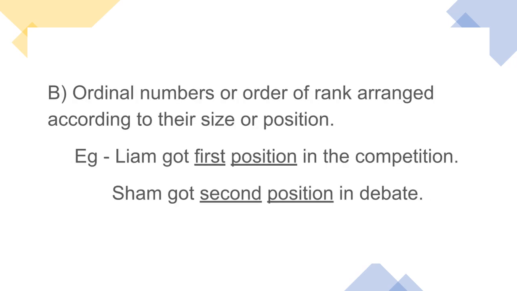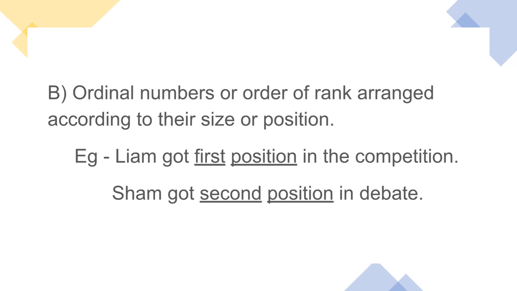Second one, we have ordinal numbers. What are ordinal numbers? They show order of rank, arranged according to the size or position. When you want to describe a person who got first or second or third, we use ordinal numbers, where they are kept according to their rank. They are especially used in the army, where there is a captain and all the officers and so forth. For that, let us look at the example.